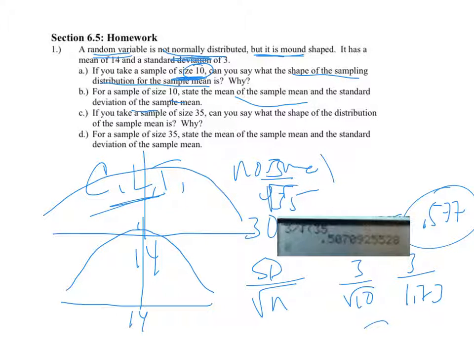So remember, it's the standard deviation for sample means. You take the standard deviation from the population or from your sample, if that's all you have, divide that by the square root of the sample size. And that's the new standard deviation you're going to use.